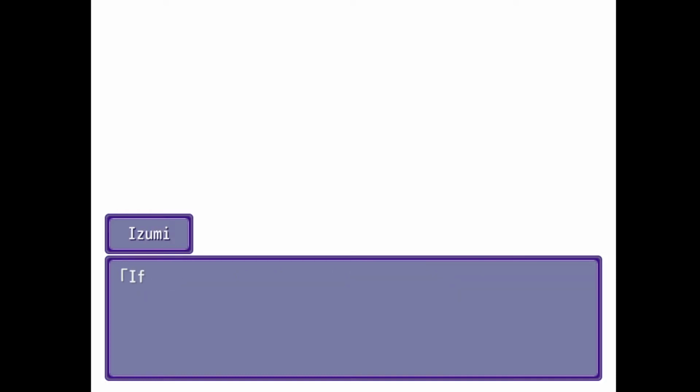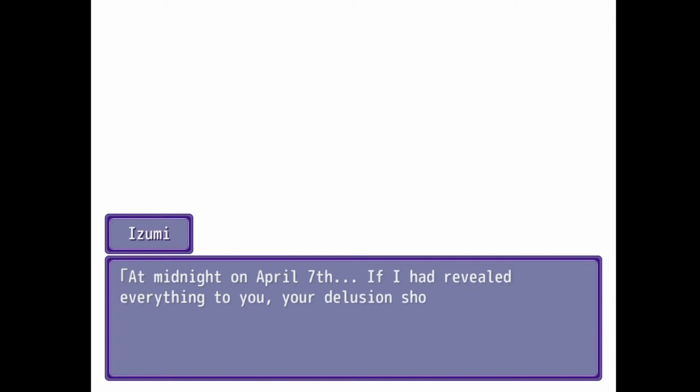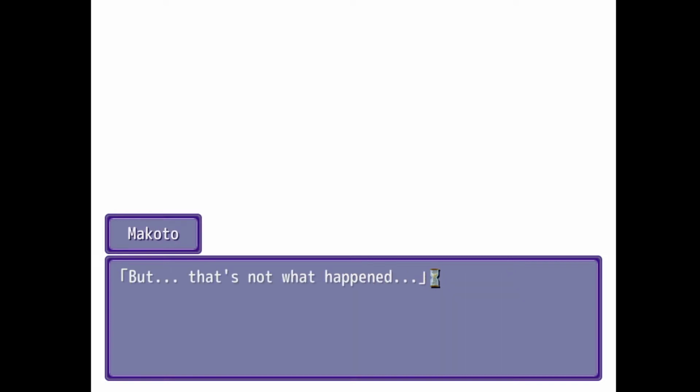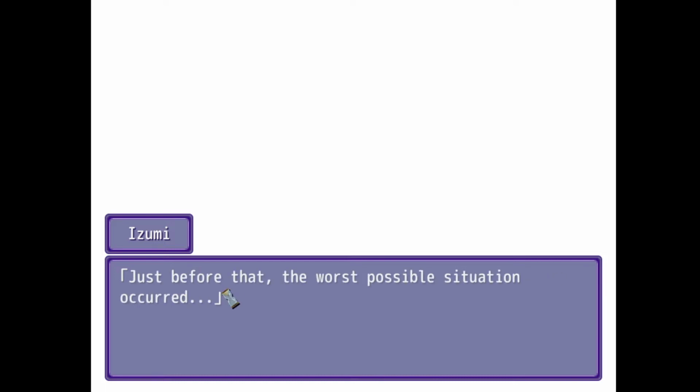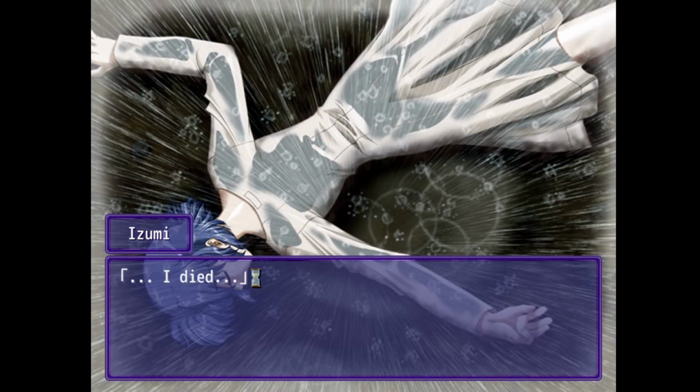In the experiment, if the experiment is planned, it should have ended without incident. At midnight on April 7th, if I had revealed everything to you, your delusion would have disappeared without a trace. But that's not what happened. Yes. What ended up happening is because you believed you time traveled, you then time traveled. Just before that, the worst possible situation occurred. Because I died.